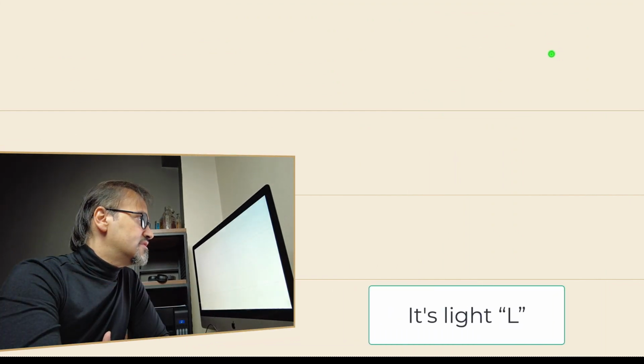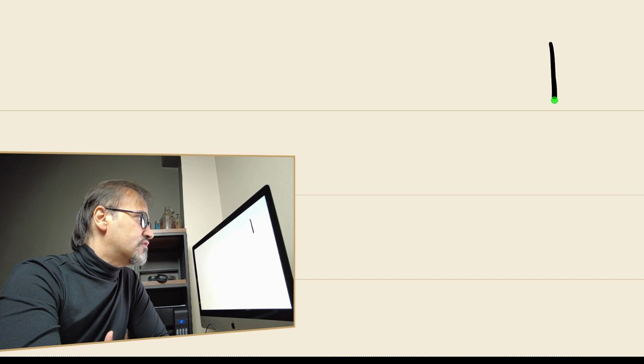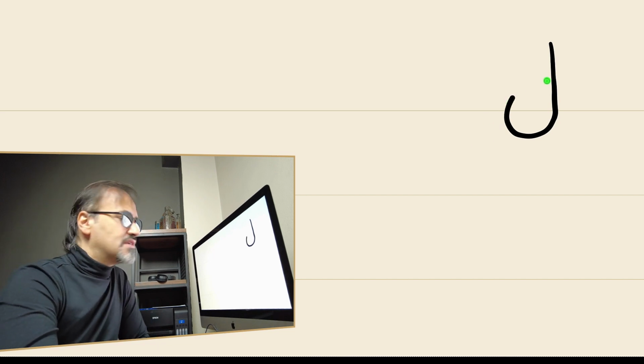Now let's move on to our next letter. We now have the letter Le, which is the equivalent of L. This is how it's written. It looks like the Alif, the first letter that we took. But once we get to the end, we add a little bowl to it. So this is Le.